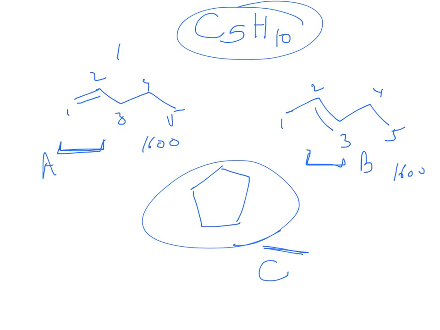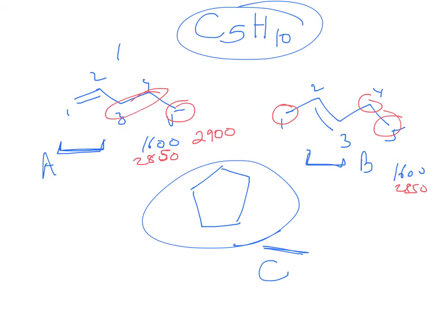You have the free methyl. In two of these, you have no free methyl. So the 2850 sidearm, but no sidearm over here. The CH2s are going to show up. They're going to overlap all together at 2900. That's going to happen here as well, 2900. And you will see that here as well, 2900.